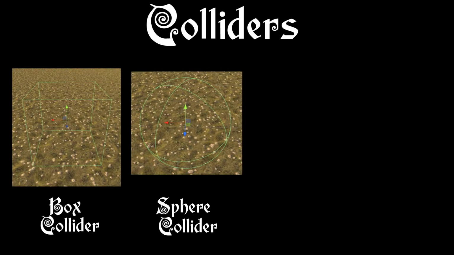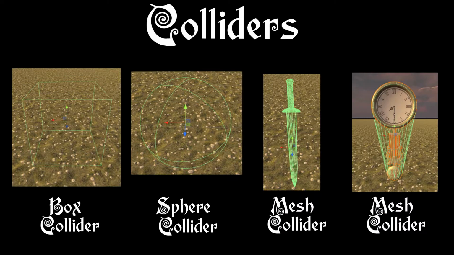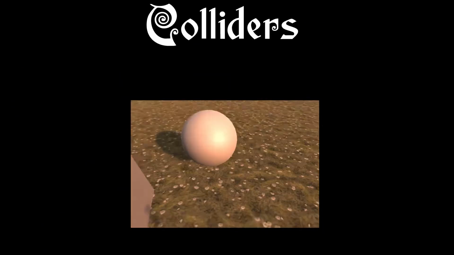Let's do a quick review. Colliders can be added using the Add Component button. We saw box collider, sphere collider, mesh collider, and convex mesh collider. We also saw that a collider can't go through another object that has a collider.